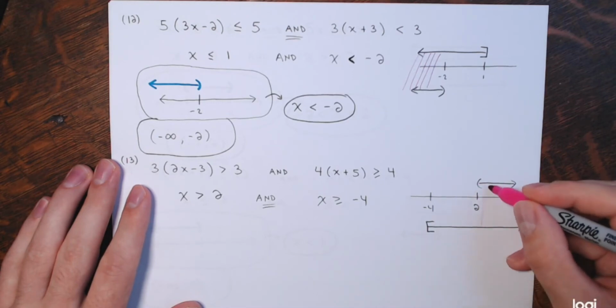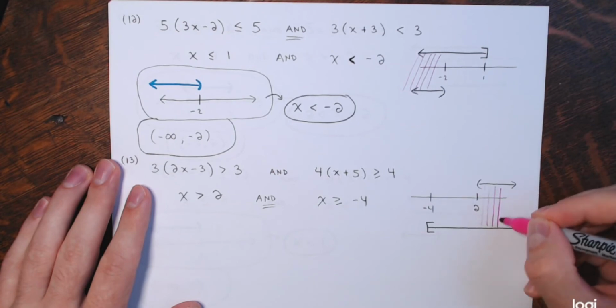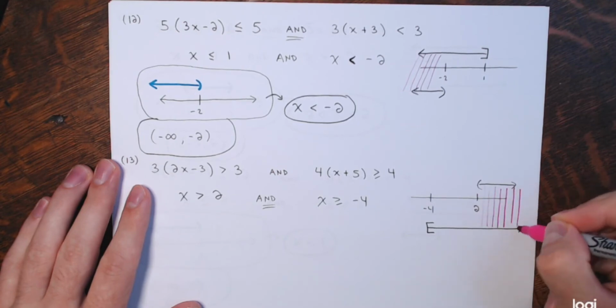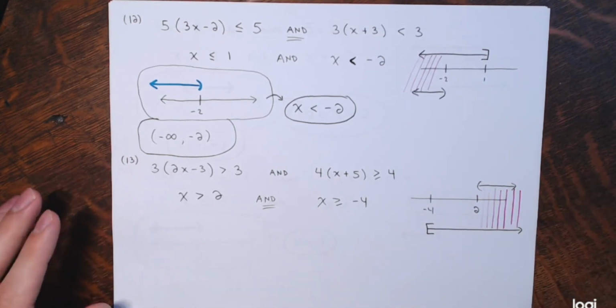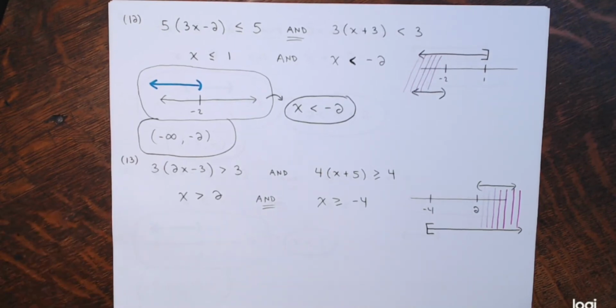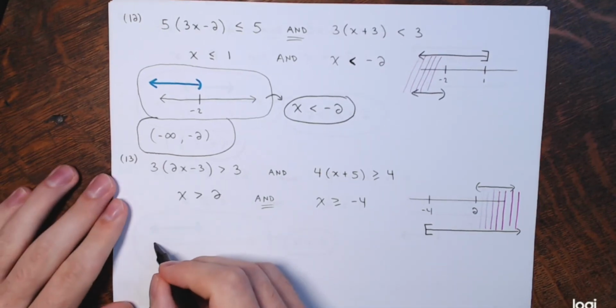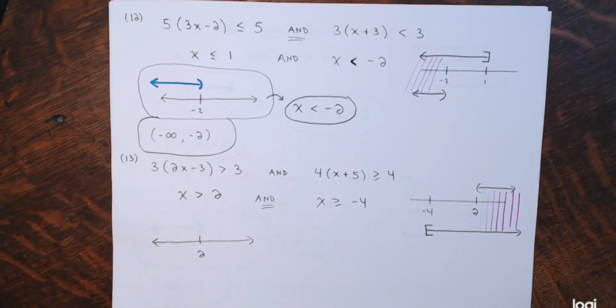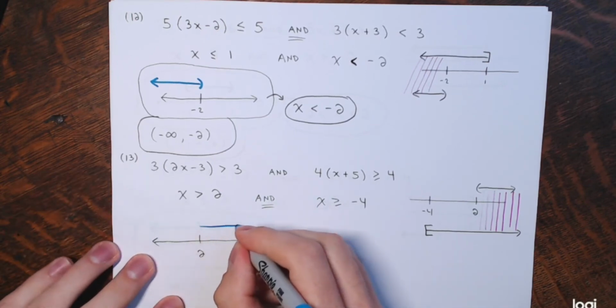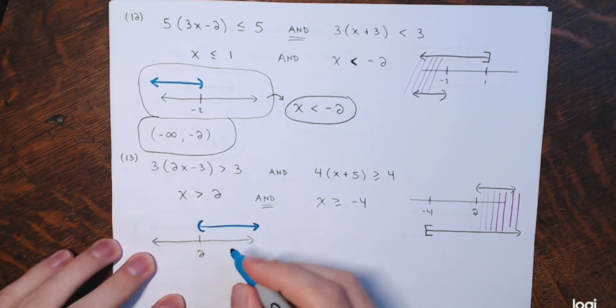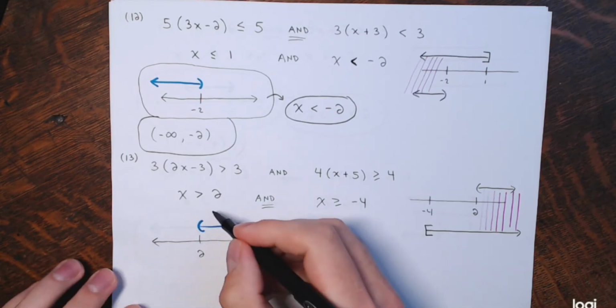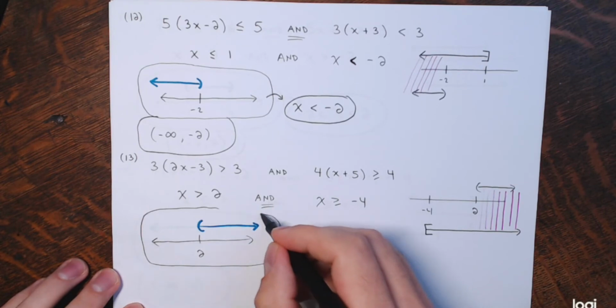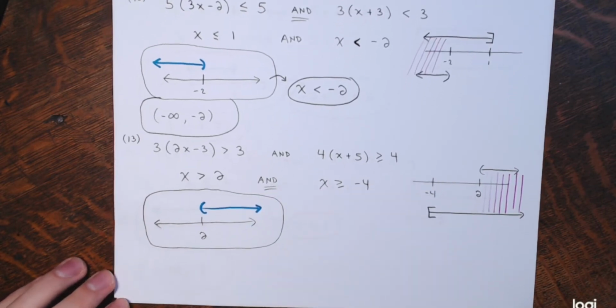The only numbers that are going to belong to my graph, the only numbers that are solutions to this compound inequality are the numbers greater than 2. So on my final graph, I'm simply putting the numbers greater than 2, but not 2 itself. Parentheses on 2. So there's the graph I would hand in if this were an assignment.